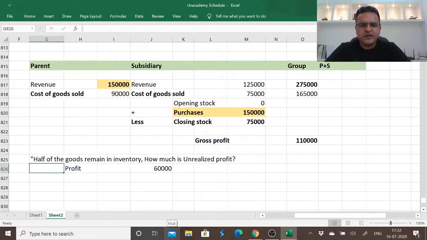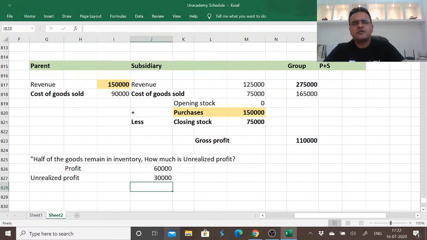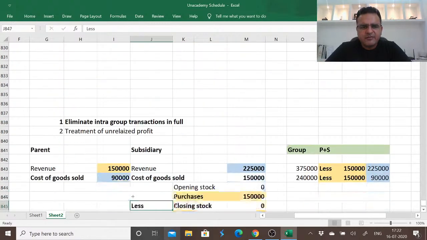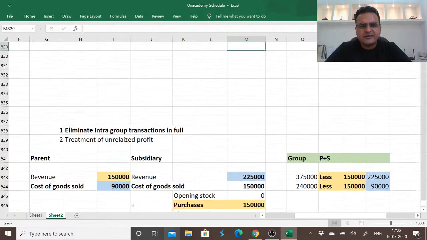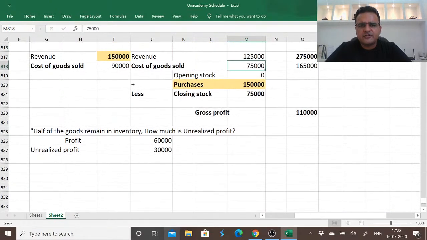If half of the goods remain in inventory, that is 75,000 worth of goods remain in inventory, how much is the unrealized profit in it? Unrealized profit in it is 30,000. 30,000 is unrealized profit, not yet realized, because half of the profit is realized. We have been successful in selling it. In my previous example, we were able to sell the entire stock to third parties, so we realized the profit. That is the reason the group realized the profit from 90,000 to 2,25,000. There was no unrealized profit. But in this case, there is an unrealized profit of 30,000.